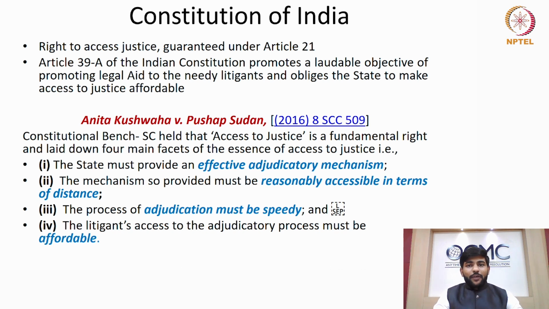One very famous case which laid down the principles of access to justice is Anita Kushwaha versus Pushpa Sudan. This is a 2016 Supreme Court case at page number 509, wherein the constitutional bench of the Supreme Court held that access to justice is a fundamental right and laid down four main facets of the essence of access to justice. That is, the state should provide an effective adjudicatory mechanism. The mechanism so provided must be reasonably accessible in terms of distance. The process of adjudication must be speedy, and the litigants' access to the adjudicatory process must be affordable.